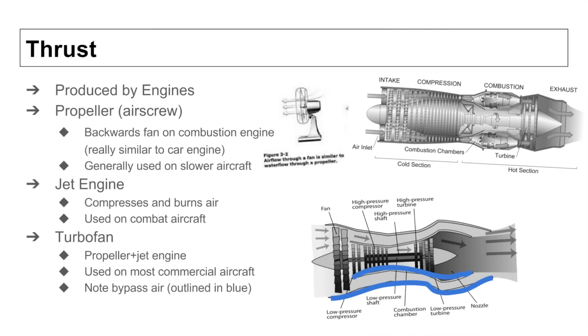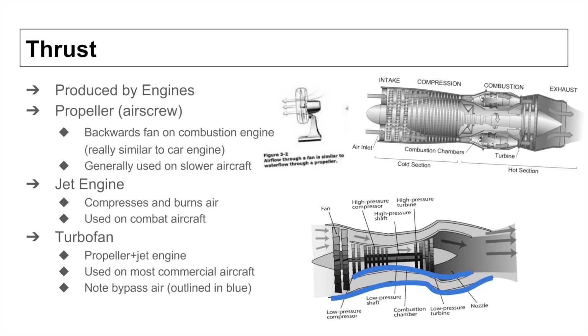Thrust is produced by the engines. There are three main types of engines. There's a propeller, which is also known as an air screw. It's basically a backwards fan that's put on a combustion engine, which runs on pistons like a car engine. It's normally used on slower aircraft, but it can sometimes be seen on faster aircraft too. There's also something called a turboprop, which I'll go over later. Jet engines are used on lots of combat aircraft and airplanes that need to go faster than the speed of sound, usually.